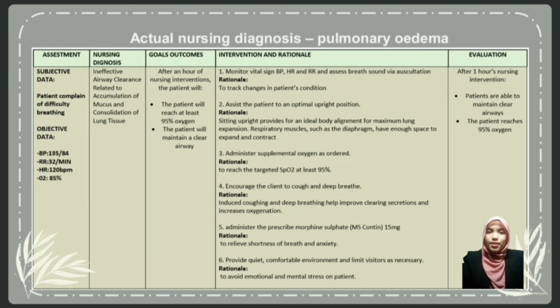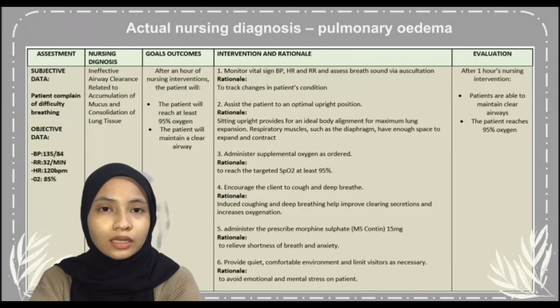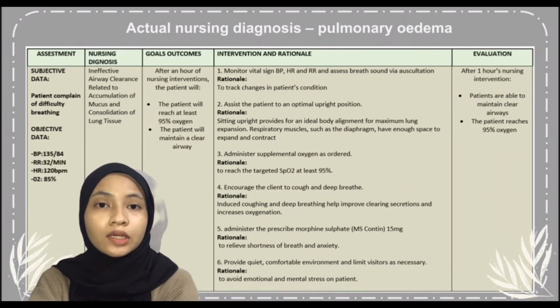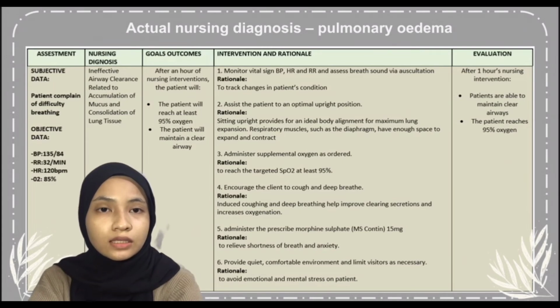3. Administer supplemental oxygen as ordered. Rationale: to reach the target SpO2 of at least 95%. Next intervention is to encourage the client to cough and deep breathe. Rationale: induced coughing and deep breathing help improve clearing of secretions and increase oxygenation. This exercise will help your breathing, clear your lungs, and allow the body to take in more oxygen.